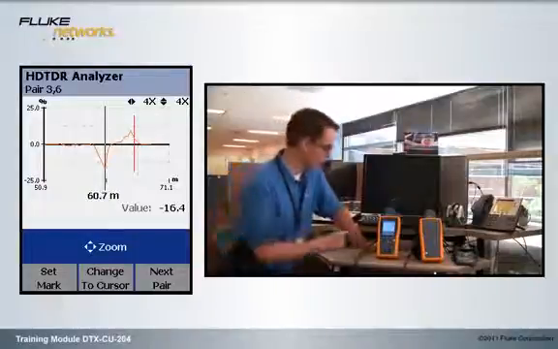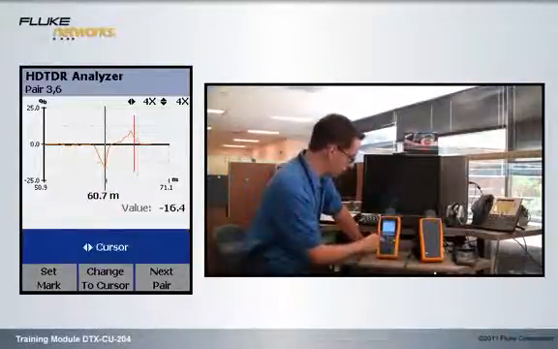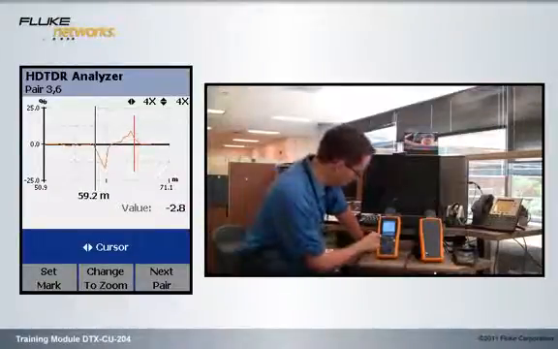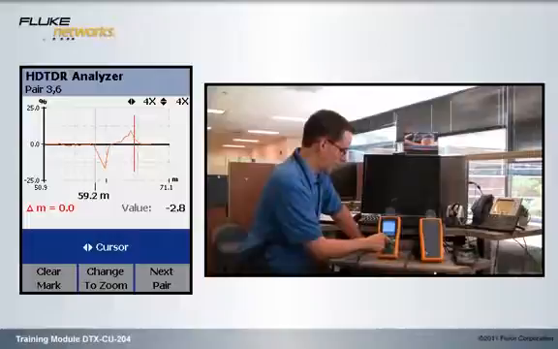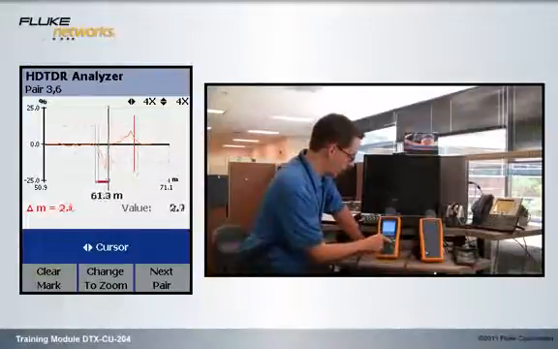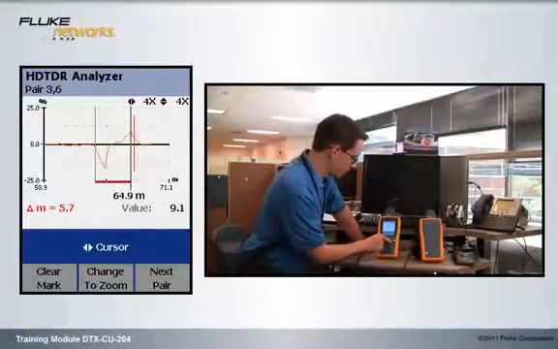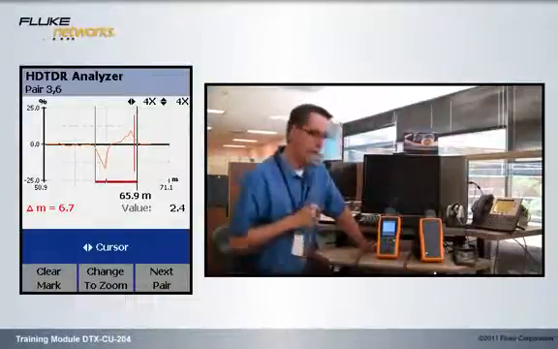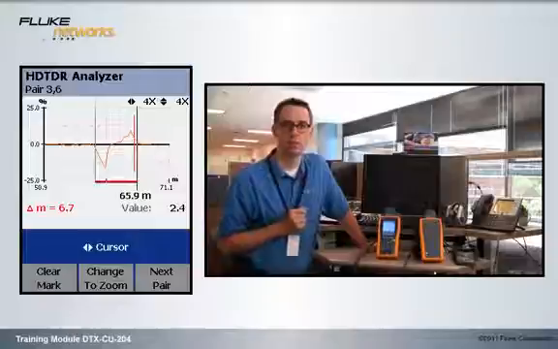So here's what we can do. We'll take it off zoom mode. We'll move the cursor to where this starts. We'll set the marker, and then we'll move to where it ends. I would say roughly about there, indicating that we have about 6.7 meters of cable at the end of the link which has water in it.